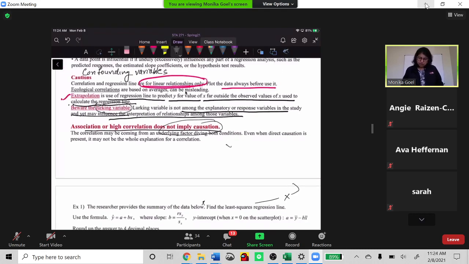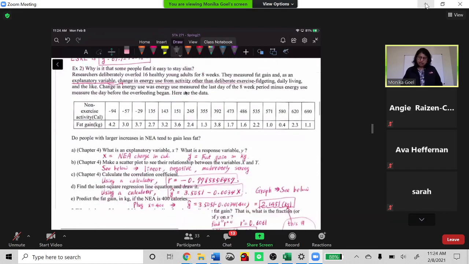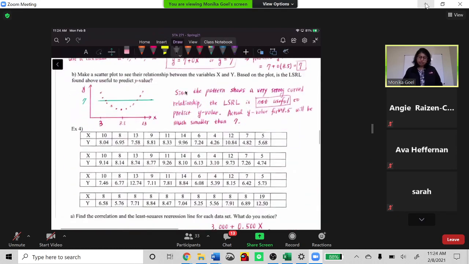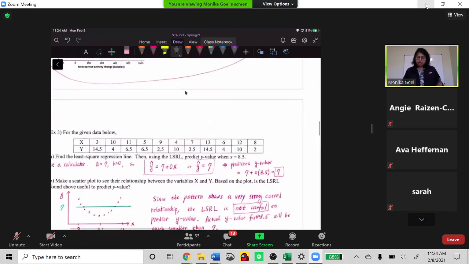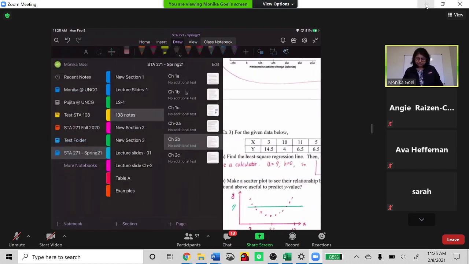The correlation may be coming from an underlying factor driving both conditions. Even when direct causation is present, it may not be the whole explanation for the correlation. So keep a note to yourself that no matter how strong the correlation is, that does not imply causation. And here are the examples. Make sure you go over those examples, and it will help you to understand how to calculate B0, how to calculate B1, what is the value of R, and how to use that. That will be helpful.